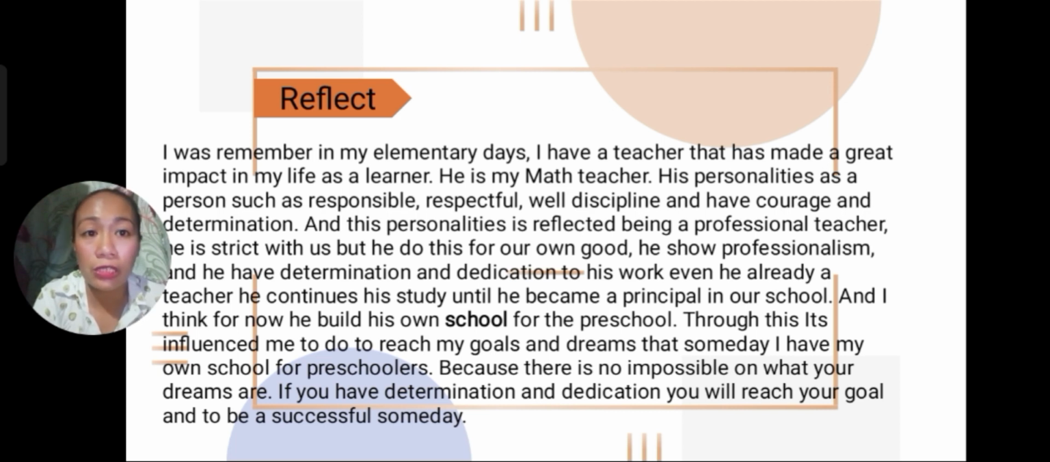After he became a teacher, he continued his study. He became a principal in our school, and I think for now he has built his own school for preschool. Through this, he influenced me to reach my goals and dreams that someday I will have my own school for preschoolers, because there is nothing impossible in what your dreams are. If you have determination and dedication, you will reach your goals and be successful someday.